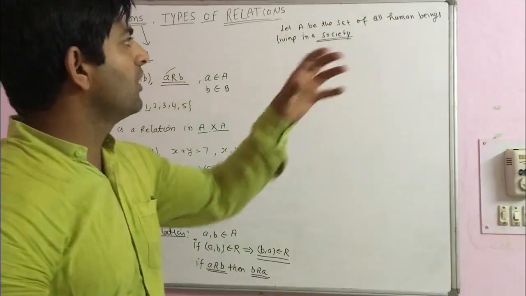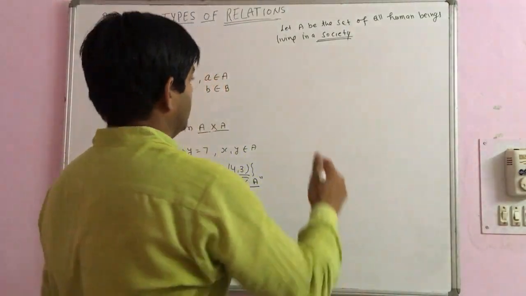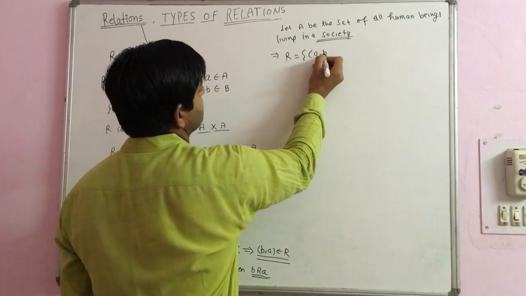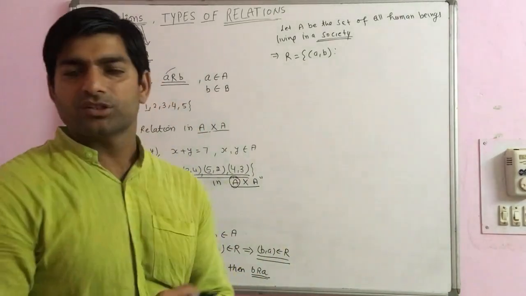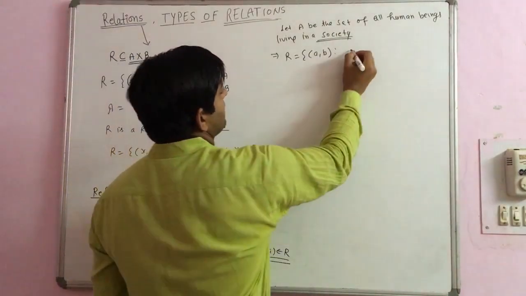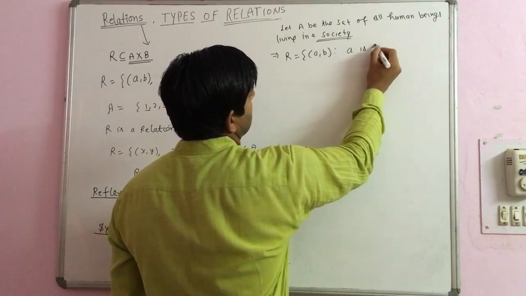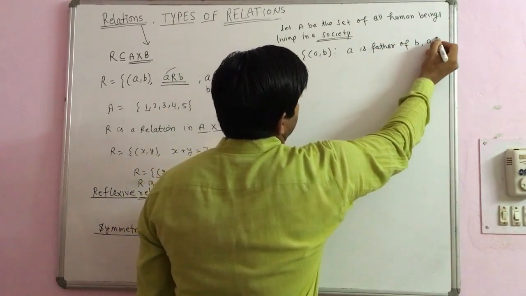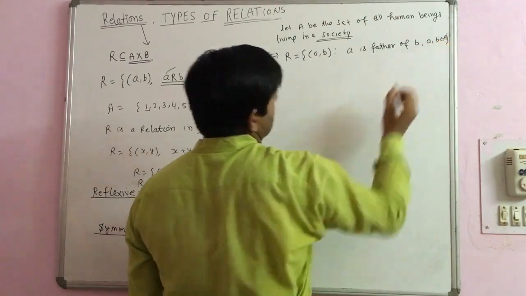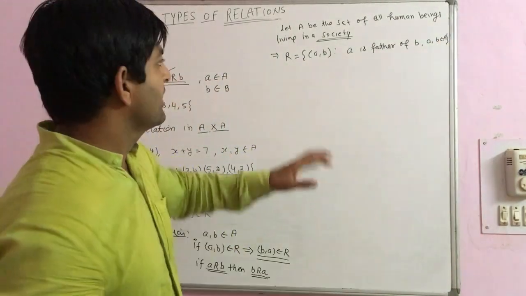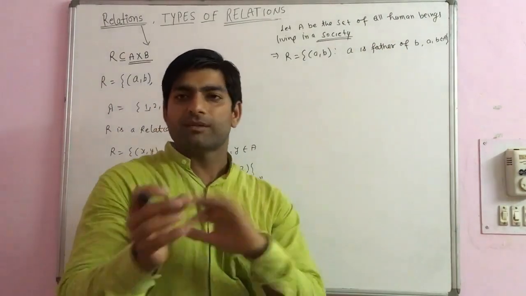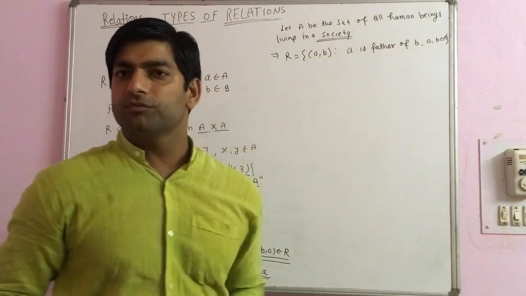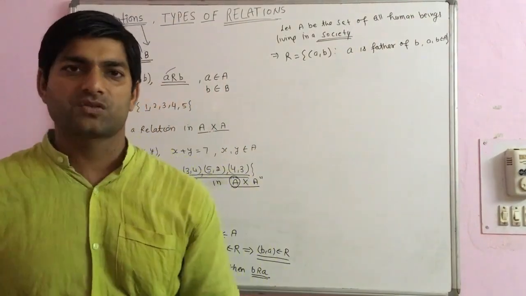Let A be the set of all human beings living in a society, and I am going to define a relation R: A R B means A is father of B, and A and B belong to the set A. It means we are taking two persons at a time, and what is the relation between them? That is, A is father of B, and A and B are from that society.